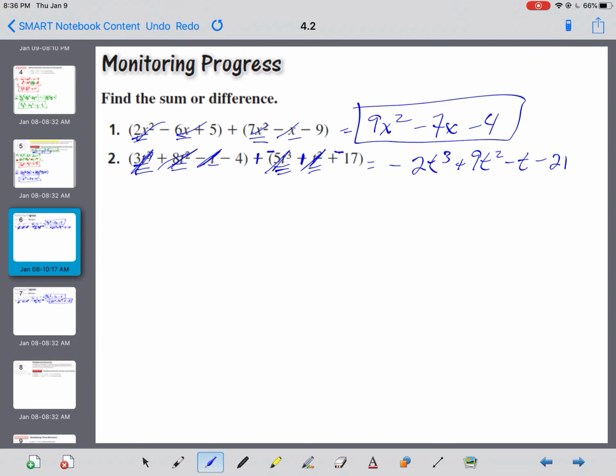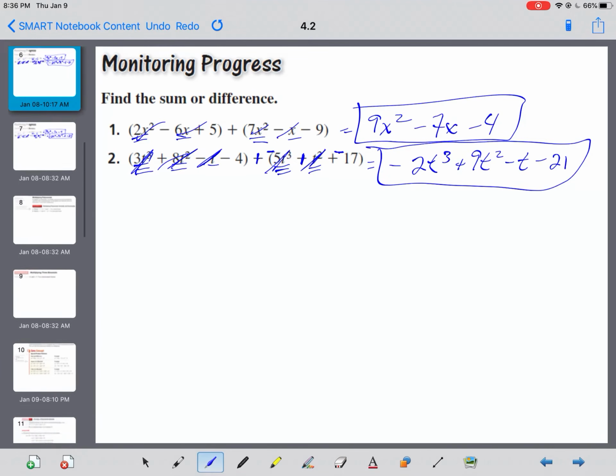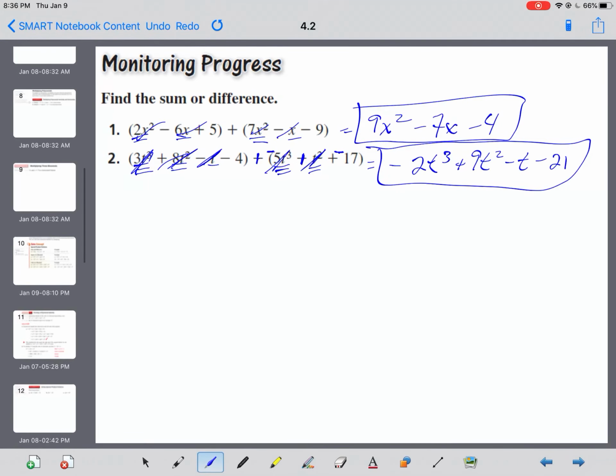Ooh, hello. And there's my answer. That's all there is to adding and subtracting, just like terms. So on the subtract, just distribute it all the way through, keep, change, change, work your way through.